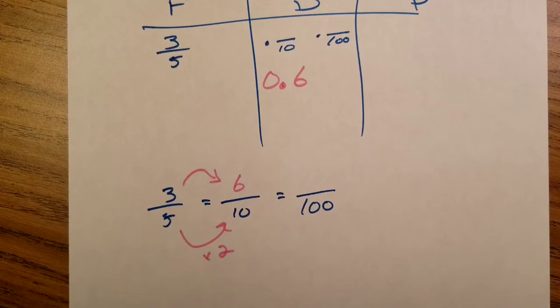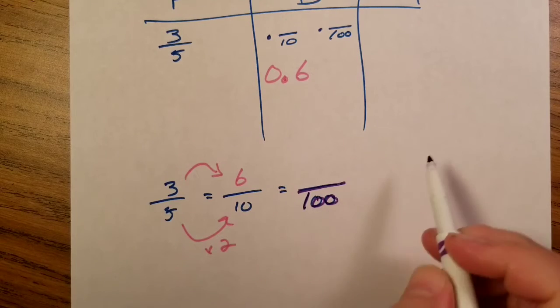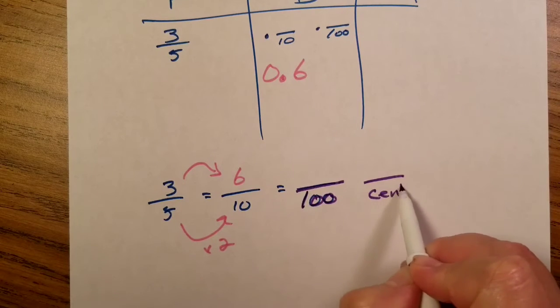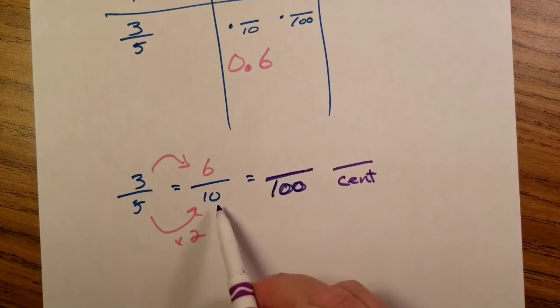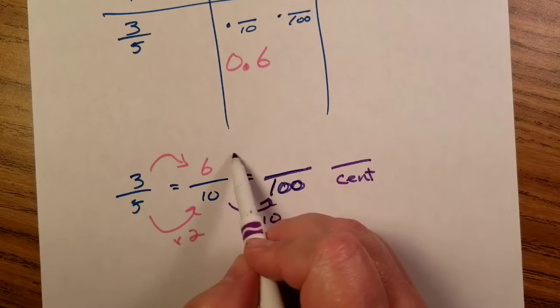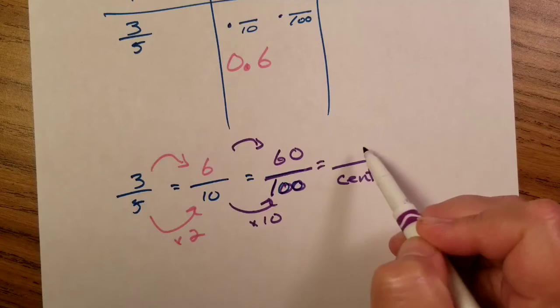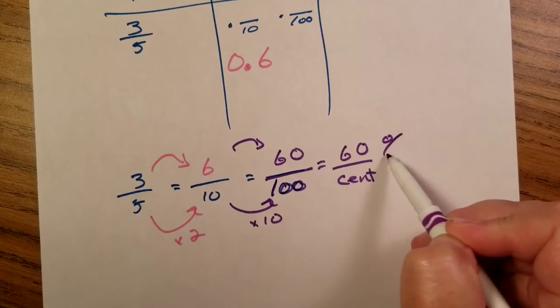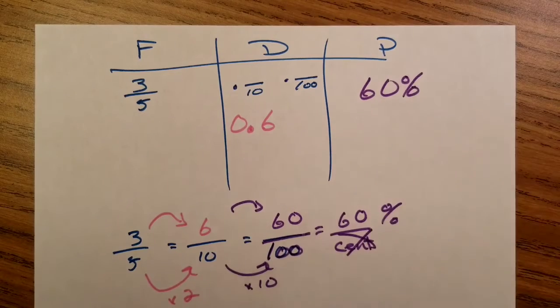Now if you want to use it to the hundredths, remember this is per cent. Cent is 100. That's per cent, which you can use up here on the percent symbol. So 10 to 100 is times 10. So do the same thing on the top. 6 times 10 is 60. So your percent is 60%.